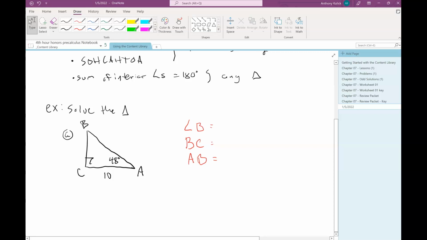So we know that the sum of the interior angles is 180 degrees, and we know two of the three. So angle B just has to be 42 degrees, right? Everybody cool there? No big deal. Okay. Now, again, it doesn't matter the order that we do this. Let's find BC next.